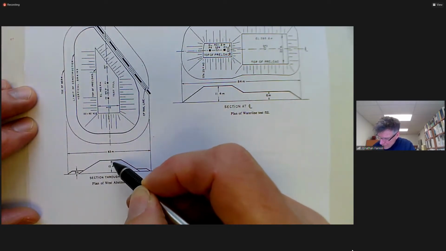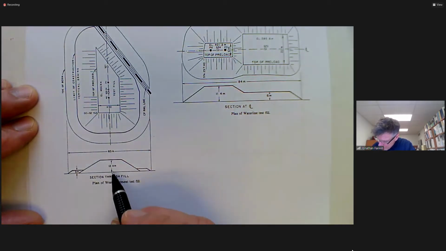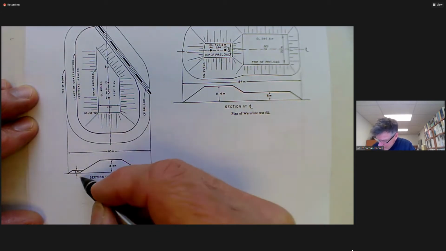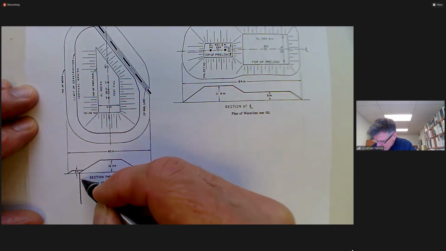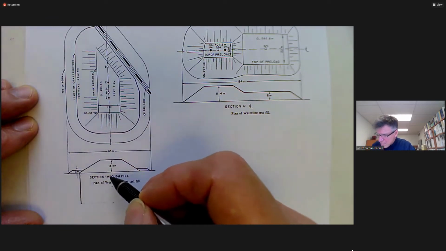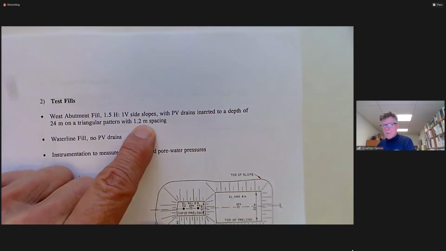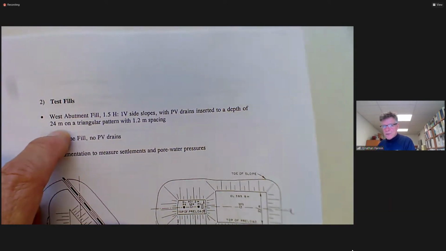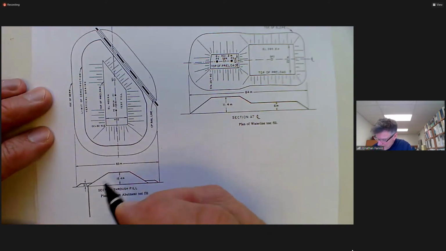This is 12 meters high. The drains here were installed to a depth of 24 meters, so I'm going to go twice the height of the fill. Can you imagine, I'm going to draw them, and 1/12 of this might be about the spacing. There's that 1.2 meter spacing, 24 meters in length. So let's take it about 1/10 of this.